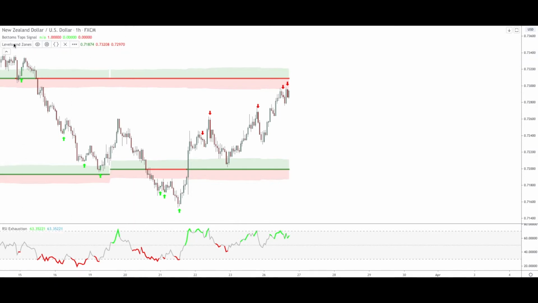So today we are using the bottom stop signal, the levels and zones, and the RSI Exhaustion indicators. If you want to test the indicators yourself, you find the link in the description down below as well.